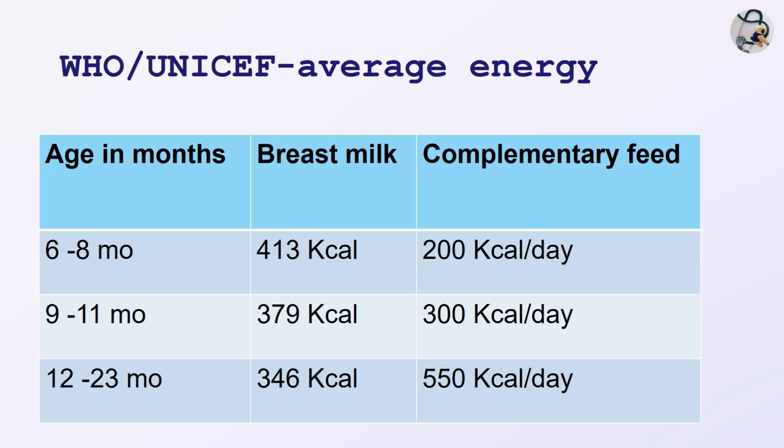At 9 months to 11 months, from the breast milk the child gets 379 kilocalories, and from complementary feed, when you calculate, the baby should be getting 300 kilocalorie per day. Then it signifies adequate calorie. At 12 to 23 months, 346 kilocalorie from the breast milk, and from complementary feed a child should get 550 kilocalorie per day. So you should calculate the calorie from the complementary feed and just add on the breast milk, that is on average. So if the child is getting adequate, then you will say the child is getting adequate calorie. Otherwise, if it is less, you will say the child is deficient of this much calorie.